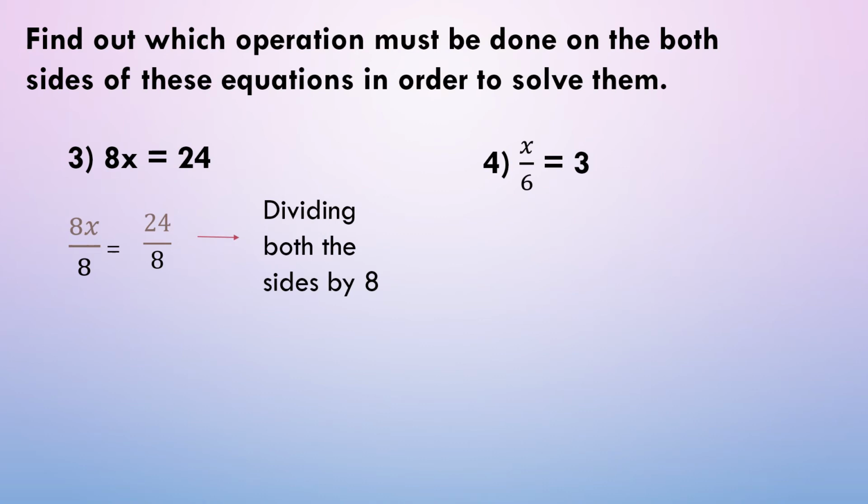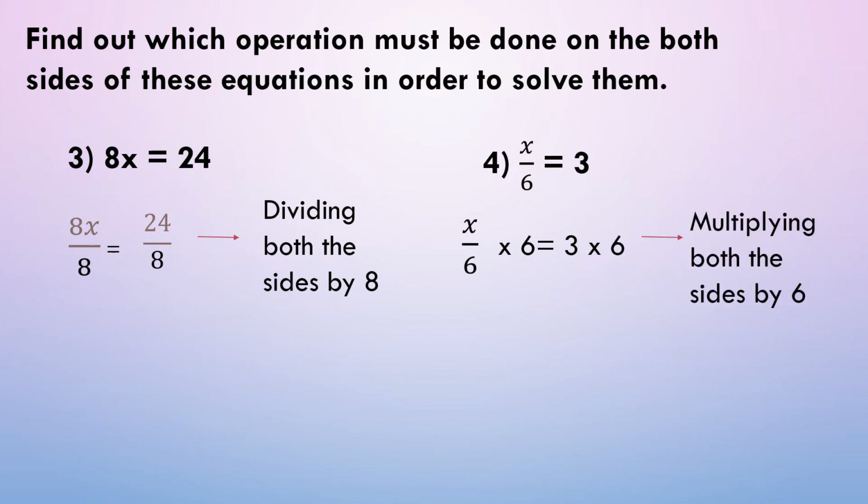Next one, x upon 6 is equal to 3. Now x upon 6 is given in the division form. And you have to find the value of x here. You have to remove that 6. So to remove that 6, what do you have to do? On both the sides you will multiply by 6. Okay. So you are multiplying both the sides by 6.